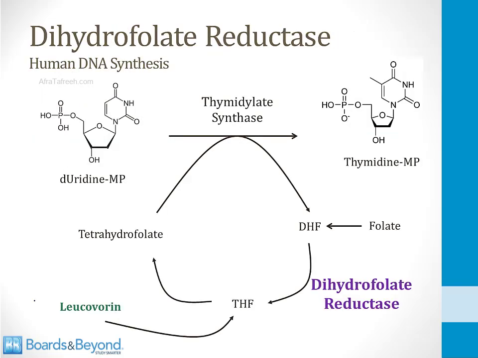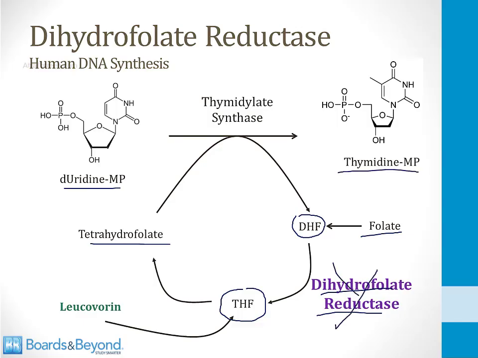To make this more clear, let me show you what the enzyme dihydrofolate reductase does in human cells. Folate from our diet is converted into dihydrofolate, and then dihydrofolate reductase converts dihydrofolate into tetrahydrofolate in human cells, just as it does in bacterial cells. Tetrahydrofolate is then used to convert uridine into thymidine, which is necessary for DNA synthesis.